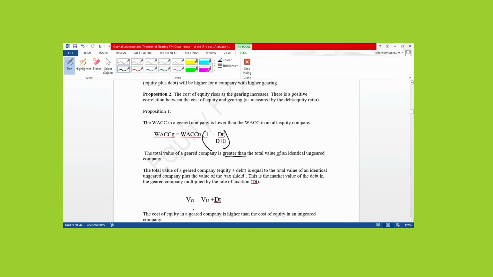Look at the equation here. Value of a geared is equal to value of ungeared plus debt value multiplied by the tax rate. This is the tax rate.